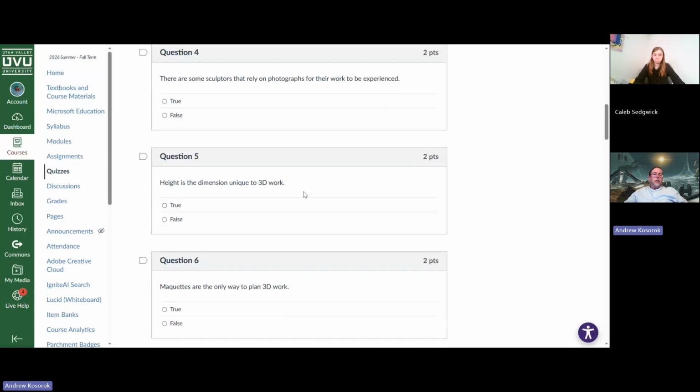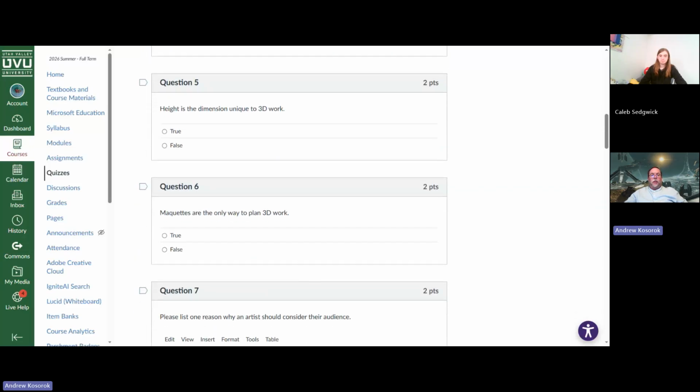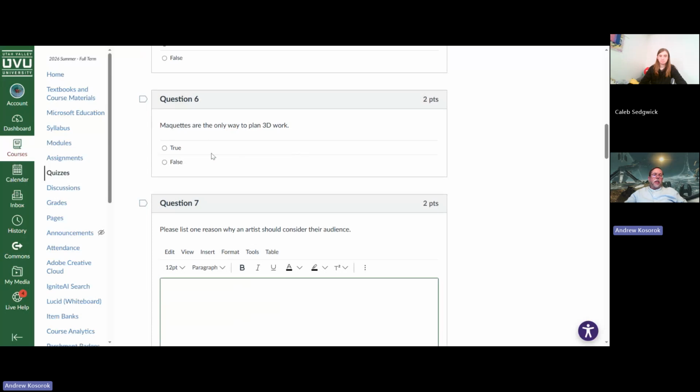Height is the dimension unique to 3D work. This is a very common one, and it shows me that people are going really fast. What is actually the dimension unique to 3D work? That's depth. Yes, exactly. So that's why I know all of you know that. And so when this one is missed, I know that you just zoomed through the quiz as fast as you could. And there are things like maquettes are the only way to plan 3D work. This is spoken about specifically in the textbook.